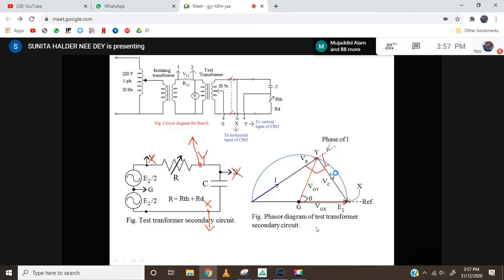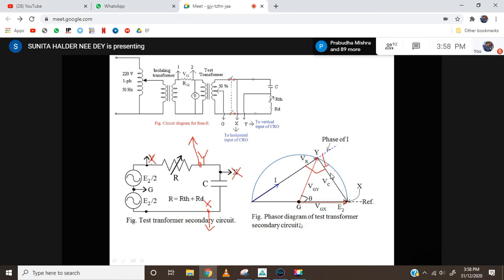Yes, ma'am. Why is it Y? How have I identified this Y? In between VR and VC, this is the Y. So this will be Y. At the end point of VC, it is X. So this point will be X. So this is VGX, this is VGY. Can you identify? Yes, ma'am. Take time and then check.